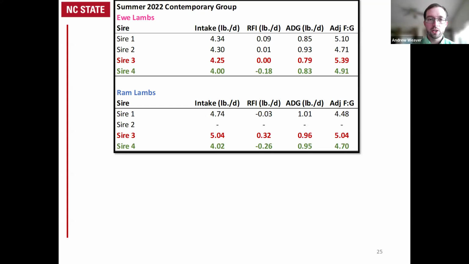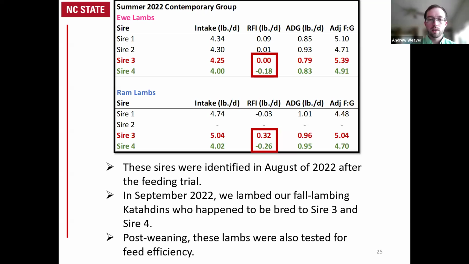And so here in the first year, after the first year of the study, we identified these differences between sire 3 and sire 4. Those were the sires that were kind of at either extreme for either high RFI or low RFI. Sire 3 would be our high, inefficient sire group, and sire 4 would be our low RFI, more efficient sire group. So these lambs were fed over the summer of 2022. We identified those two sire groups. And so it was kind of, sometimes luck works in your favor.